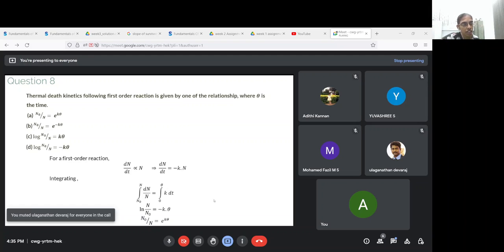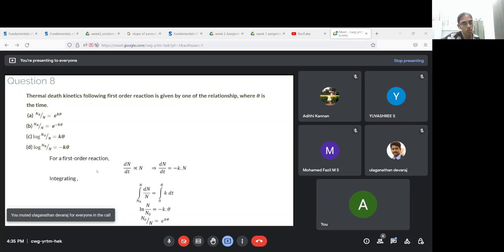K is the reaction rate. You cannot put k by 2.303 and state that as your reaction rate. Reaction rate will only be k. If you want to express in terms of log, it will be 2.303 log n by n naught equal to minus k theta. You cannot put 2.303 in the RHS and then consider that as some other constant.